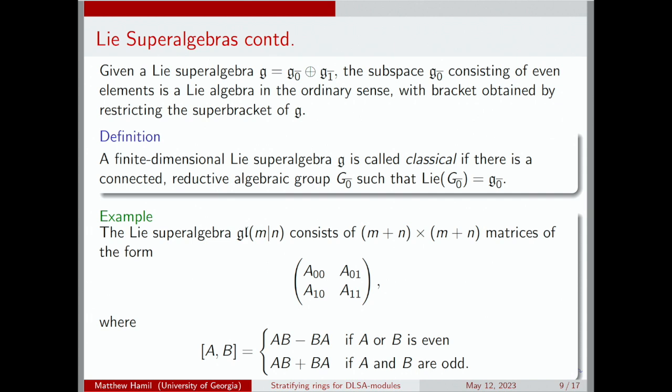The first example of a Lie superalgebra is gl(m|n). It consists of m plus n by m plus n matrices that have this block form, and the bracket is defined in this way. The even part is going to be the blocks on the main diagonal, and the odd part is the auxiliary diagonal.